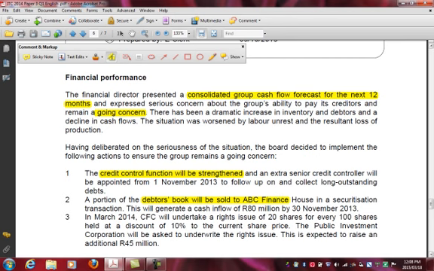And then point 3, in March 2014, CFC will undertake a rights issue of 20 shares for every 100 shares held at a discount of 10% of the current share price. The Public Investment Corporation will be asked to underwrite the rights issue. This is expected to raise an additional 45 billion rand.